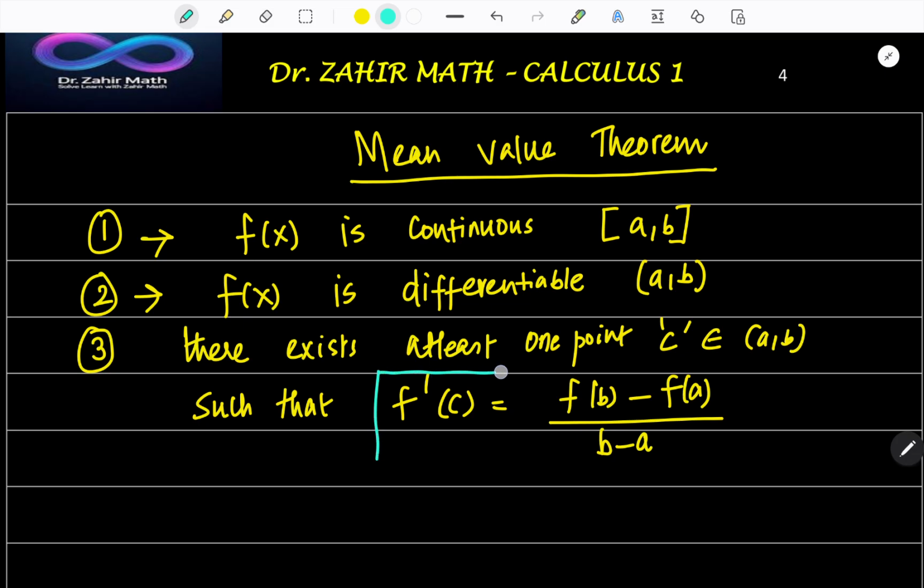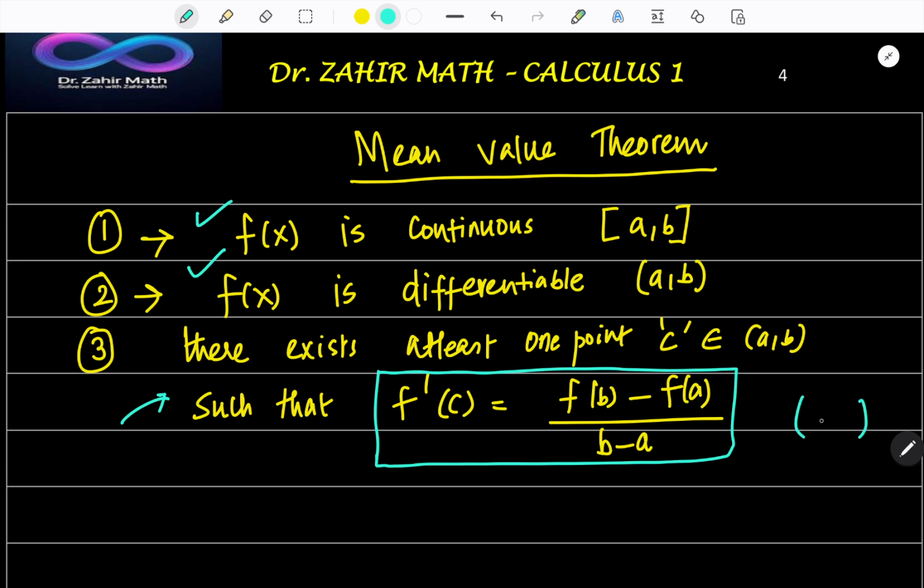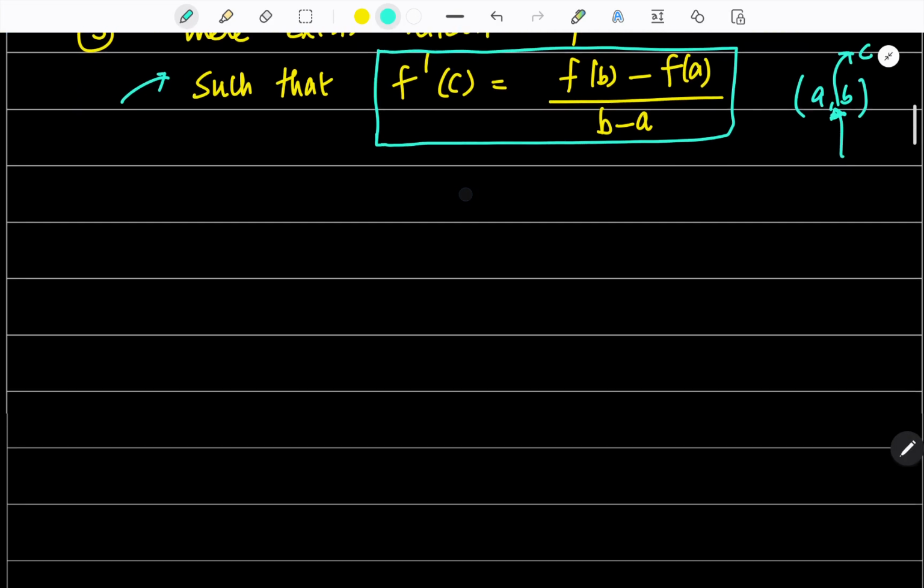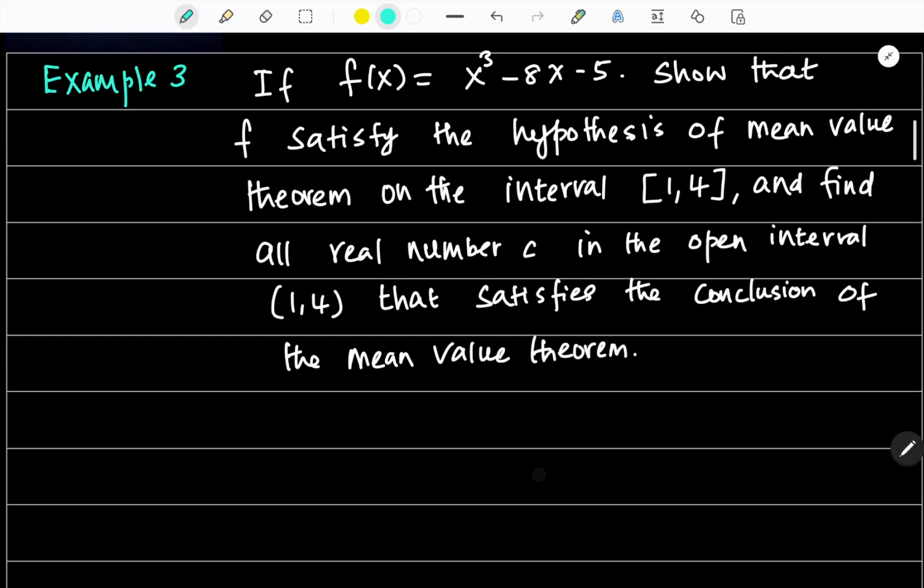So this formula normally you find difficult. f dash of c is equal to f of b minus f of a divided by b minus a. Very simple. These two things are the same for all the problems. Then you have to find this one. What is the final conclusion? You will be getting 1 point in between this interval, that is C. Keep in your mind. Let's go to the question.